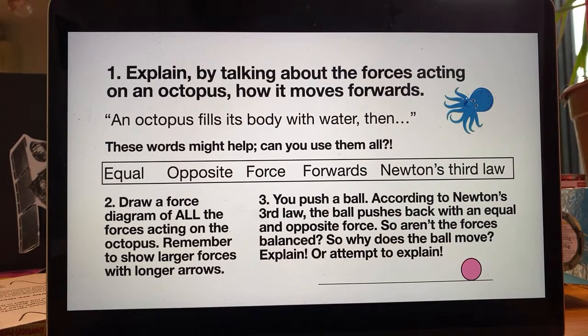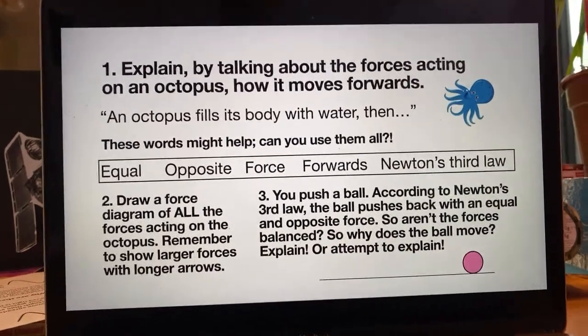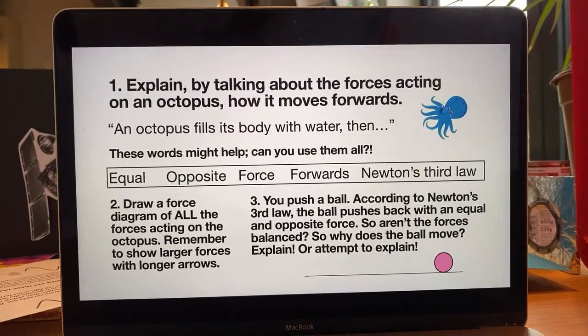All right, 20 more seconds. 15. 10. Okay, right, come on. How'd you get on?